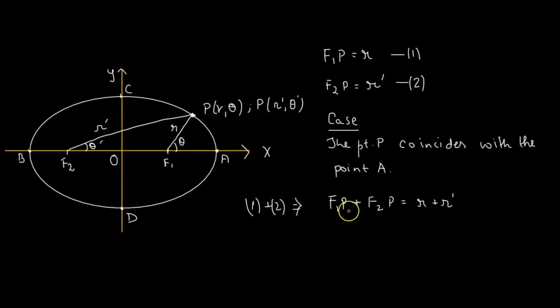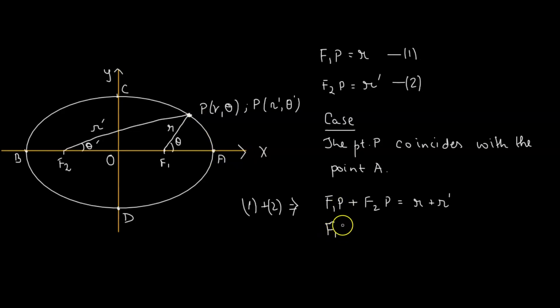Now here, since our P is coinciding with point A, instead of f1p, we'll have to rewrite it as f1a plus f2a, and this will still equal r plus r prime. So that is how we have defined the coordinate of our point P. The whole reason for writing it this particular fashion is because of the symmetry of the focus. So here f1a is exactly equal to f2b. That means in place of f1a, we can write f2b plus f2a, and this will equal r plus r prime.